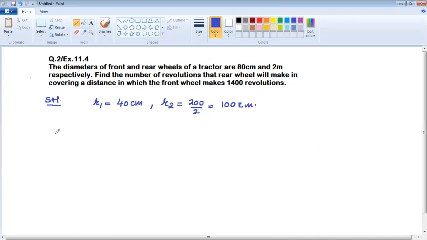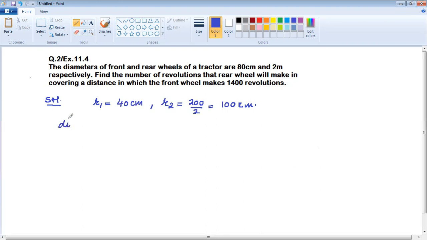Now the question says, find the number of revolutions that rear wheel will make in covering a distance in which the front wheel makes 1400 revolutions. See, the distance covered by both the wheels would be same because both are the wheels of the same tractor. So distance covered would be same. But since the size of the wheels are different, therefore the number of times a wheel moves would be different. And so let us find the distance covered by front wheel.